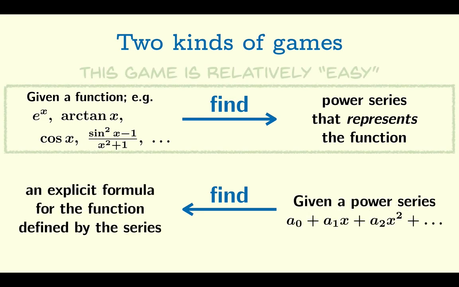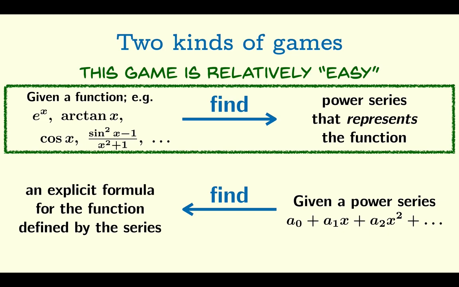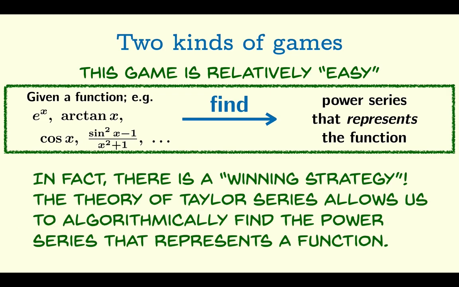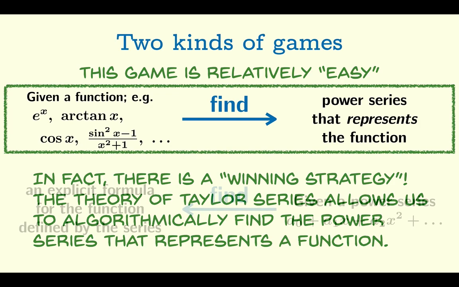Okay, now here's the scoop. This game at the top is relatively easy. Okay, turns out that you can sort of win this game. And in fact, there's a winning strategy. It's called the theory of Taylor series. And for most functions, all the ones we see in pre-calculus, this theory is going to allow us to algorithmically find the power series that represents the function. So when I say algorithmically, I mean it's like a bread machine, right? You just dump in the ingredients, turn it on, and it'll produce your product, and it'll be your power series. So this game's relatively easy.